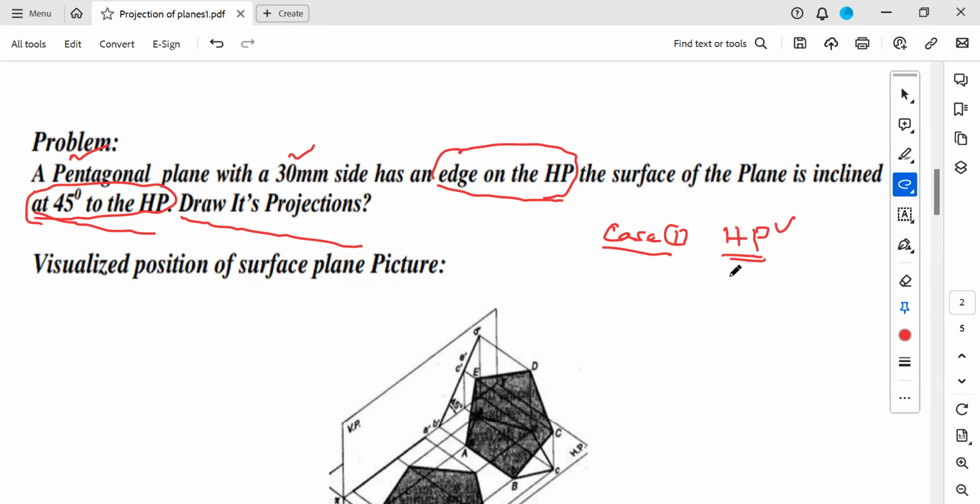Next thing is, one side should be perpendicular to the XY line or perpendicular to the VP. That is the condition we need to draw the first stage. First we need to assume the plane is completely in HP and one side is perpendicular to the XY line or perpendicular to the VP. That is case 1. Next thing is case 2.